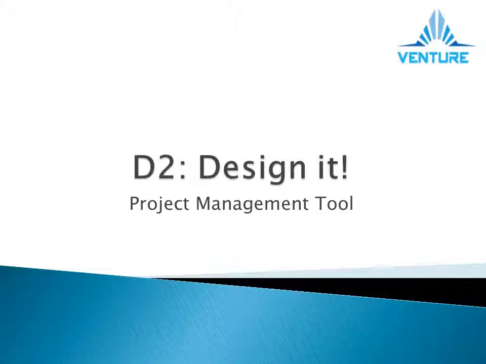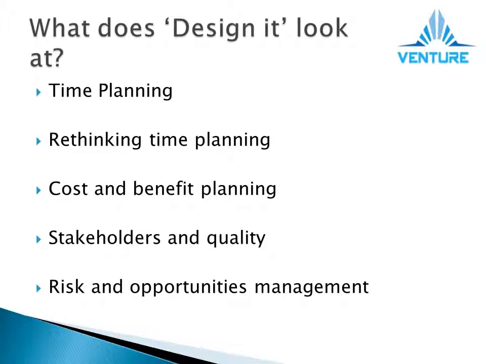Design It is the second stage in the project management process. It will allow you to construct your project effectively by looking at the different factors involved. Design It looks at 5 different factors. We have time planning, rethinking your time planning, cost and benefit planning, stakeholders and quality, and finally risks and opportunities management. In this video, we will be focusing on the time planning, as this is primarily where you need to start to make sure your project runs smoothly.